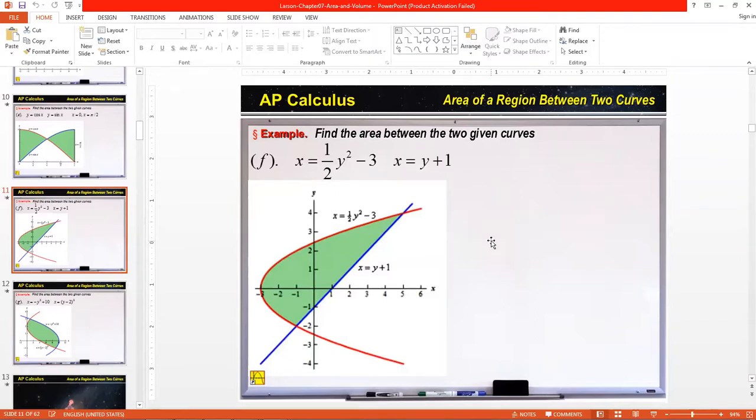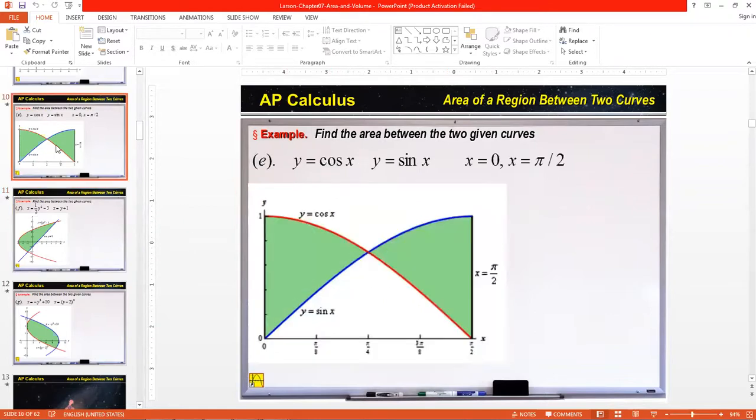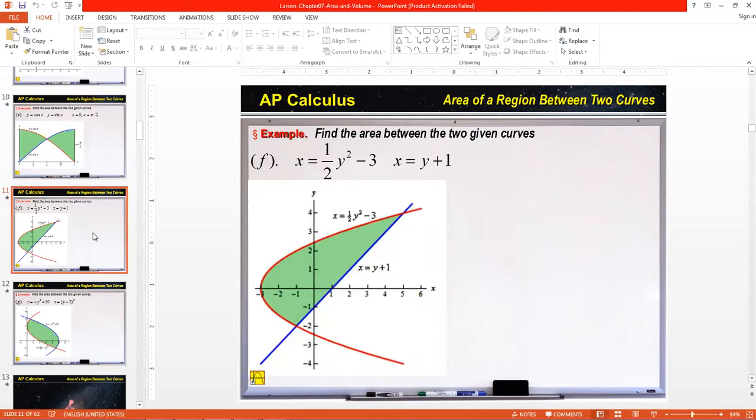Some problems are going to have the regions rotated. In this case, this red parabola is not a function. This parabola is x equals 1/2 y squared minus 3, and this line is explicit in x: x equals a function of y. So this is not like the ones we solved before, where y is a function of x. Here, x is a function of y.